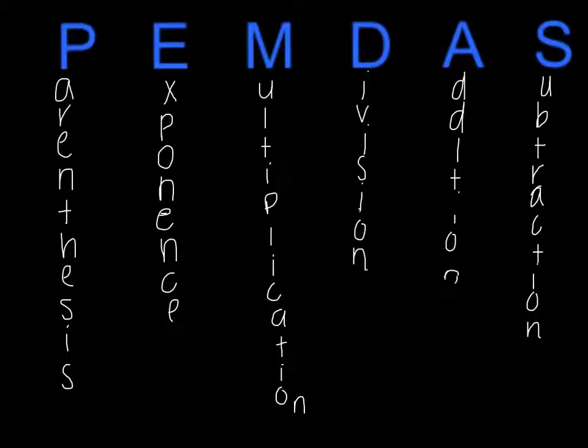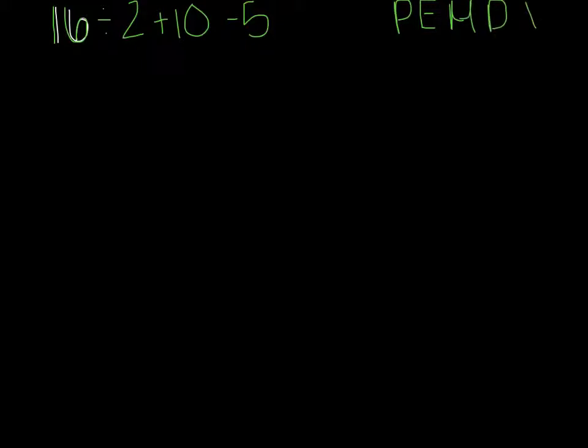So we'll start with the problem, which is 16 divided by 2 plus 10 minus 5. And before you start, if you still don't have them memorized in order, you can come up in the corner and write PEMDAS. And that's what I did before. So you can write PEMDAS and then you're going to start.